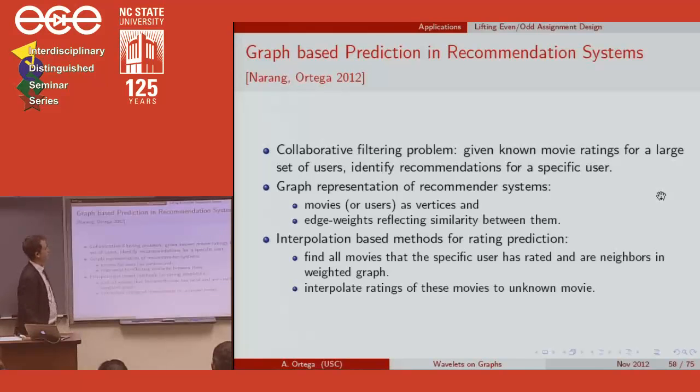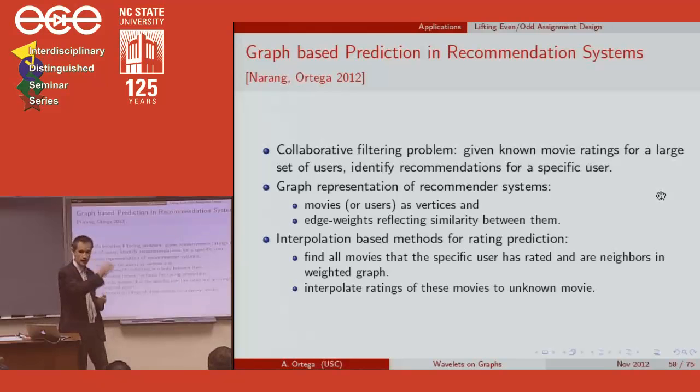This is a graph-based prediction for a recommendation system, analogous to the Netflix challenge that I'm sure you've heard about. In a collaborative filtering problem, let's say for movies, we have movie ratings from a number of people, and we would like to identify candidate movies for one particular user.